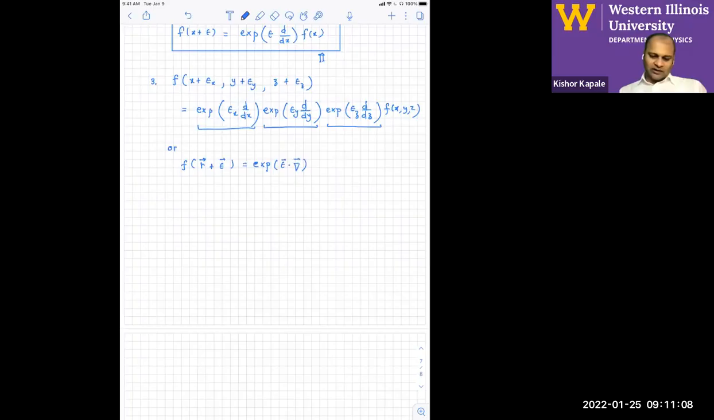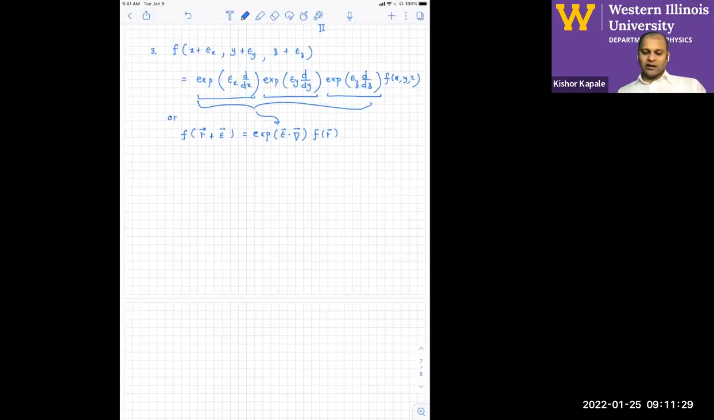Okay, everybody with me? And here epsilon, of course, is a vector. Everybody understands how all these 3 terms can be added together to take the form like that. Expand this out, and then you can see that it just matches with what you have there. And then you apply that to f of r. So it's very simple to write down the Taylor expansion in 3 dimensions.